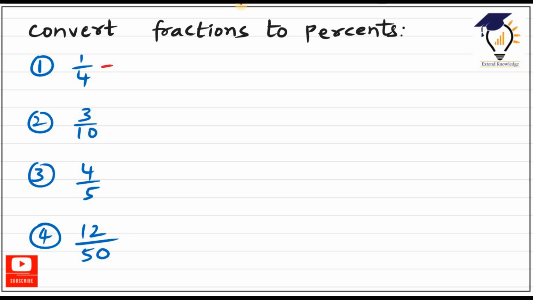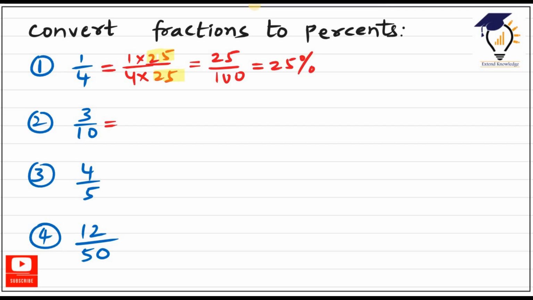Here are the answers. 1/4: to make this 100, 4 times 25 will give me 100. So write the equivalent fraction of that. To write the equivalent fraction, we multiply the numerator and denominator by 25. So 1 times 25 is 25 by 100. So the answer is 25%.